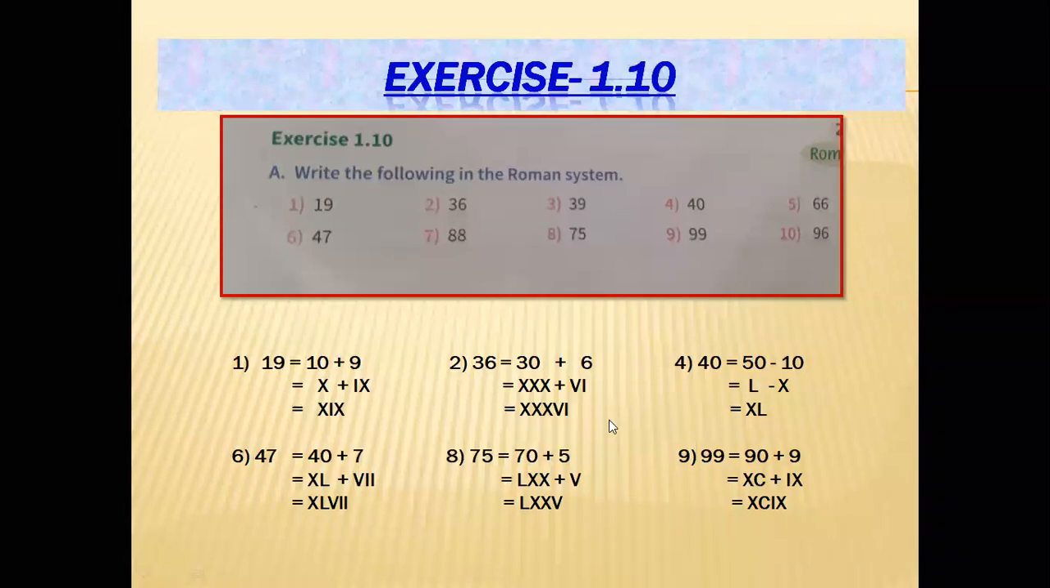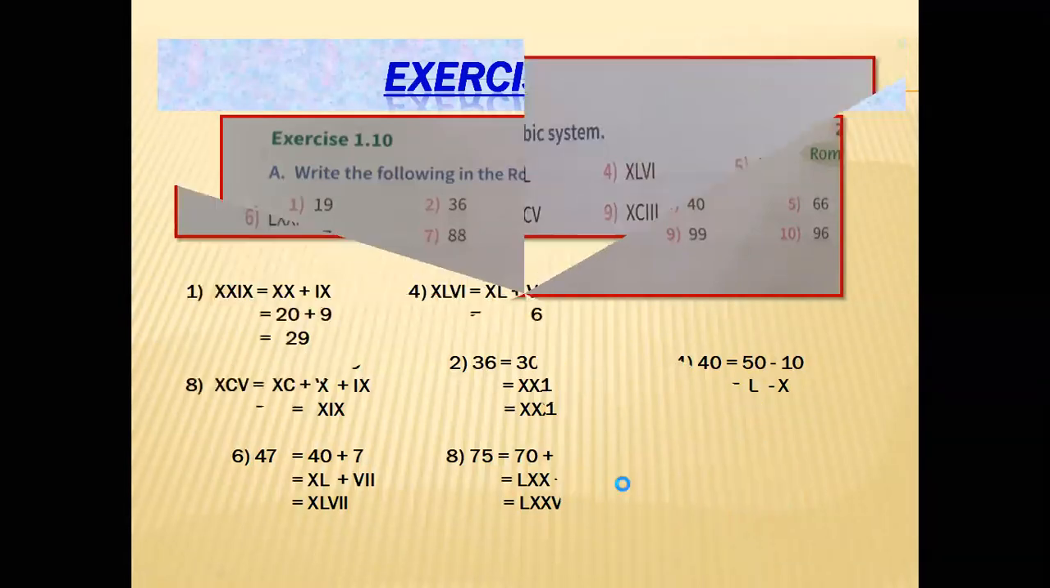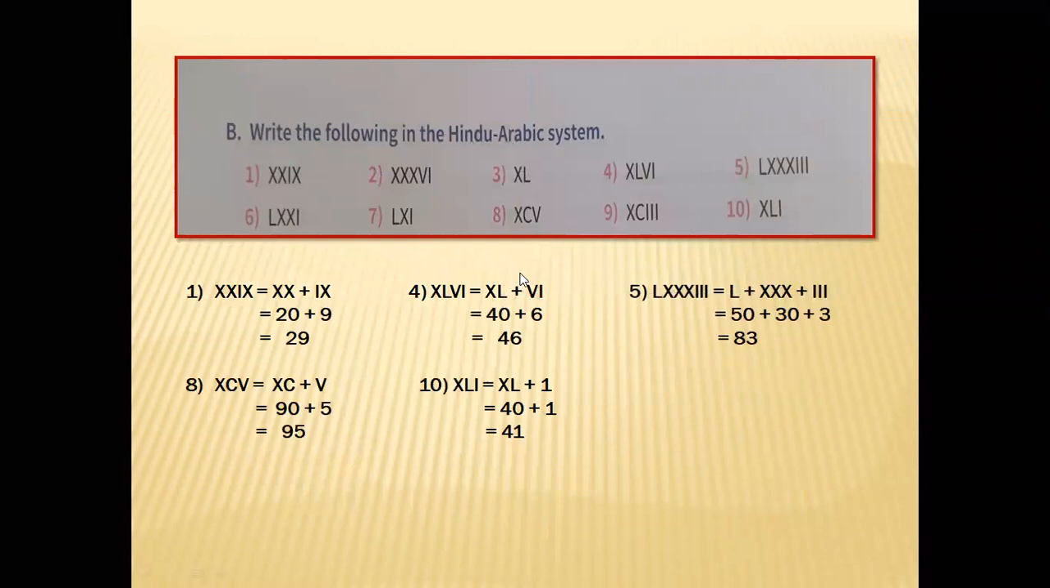Yes, next. Next about B main. Write the following in the Hindu-Arabic system. You have to write these numbers, which are in Roman numerals, in the Hindu-Arabic system. See, first one, XXIX. XX plus IX. XX means 20 plus IX means 9. 20 plus 9 equals 29.